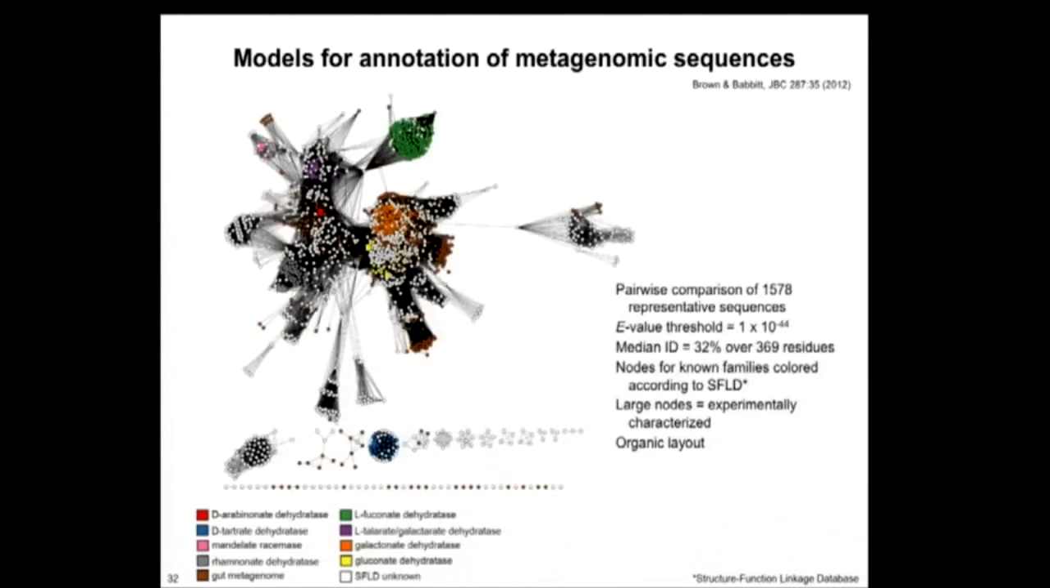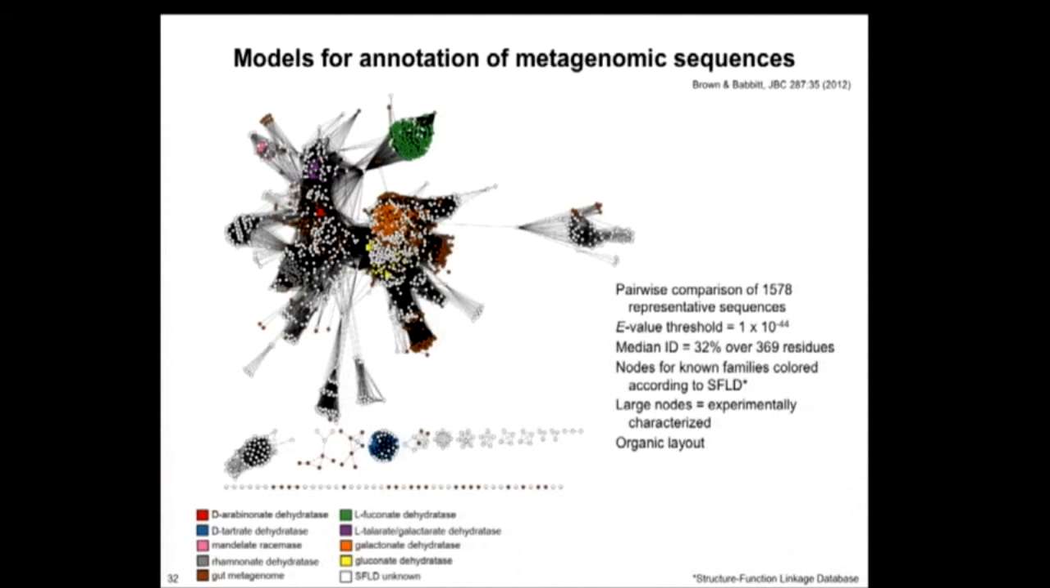Models for annotation of metagenomic sequences. I don't know if you can see the colors very well, especially from the back, but all of these colors refer to groups of proteins that we have annotated as having a particular acid sugar dehydratase function. That's utilization of carbon. So we then said everything in white is in our database, meaning it's in GenBank, because we update that frequently, but we don't know what any of these white guys do. But we think they're all acid sugar dehydratases.